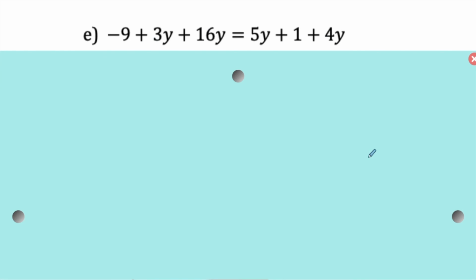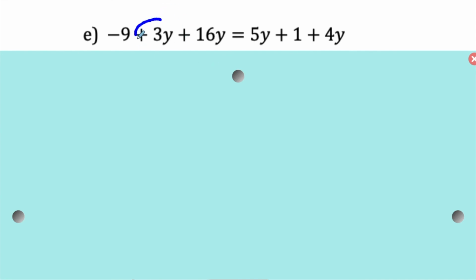Again, what I want you to do here is pause the video and try this problem on your own. Okay, this will give you a good indication of whether or not you actually know what's happening here. So pause the video, do this problem on your own, and then come back and see if you have it correct. So what I'm going to do is I'm going to start off with adding my like terms.